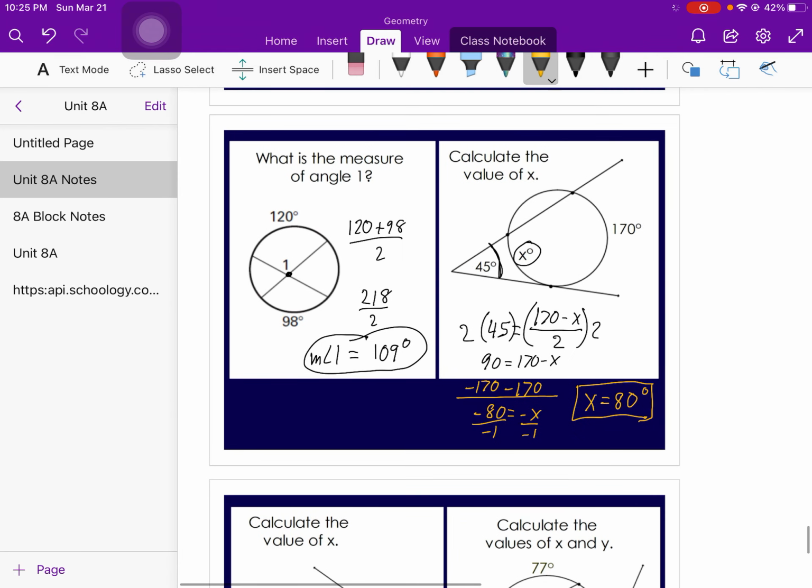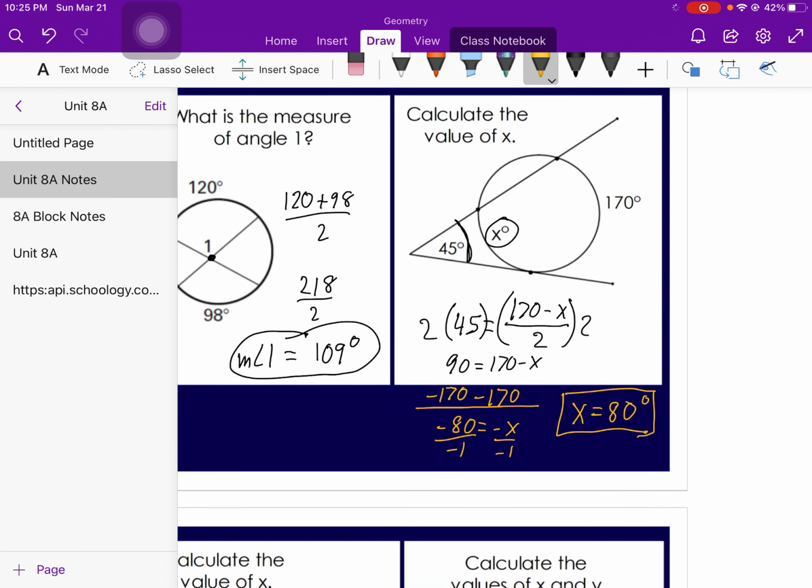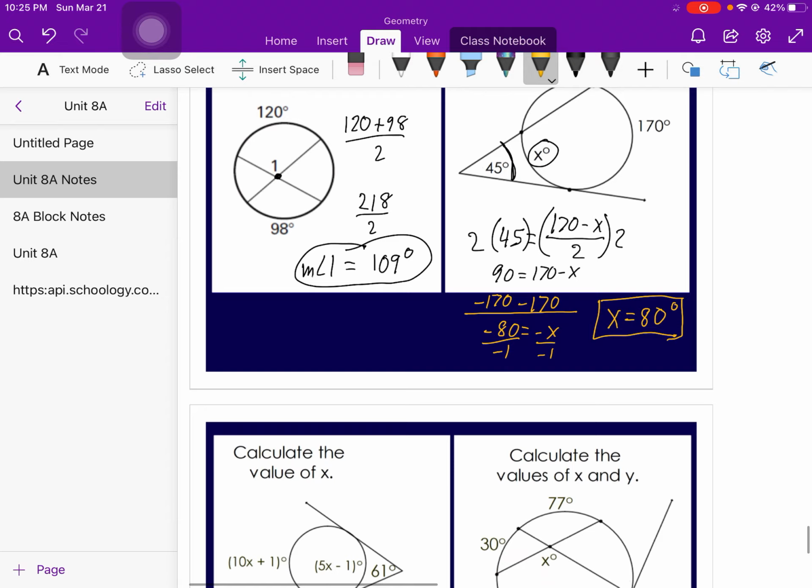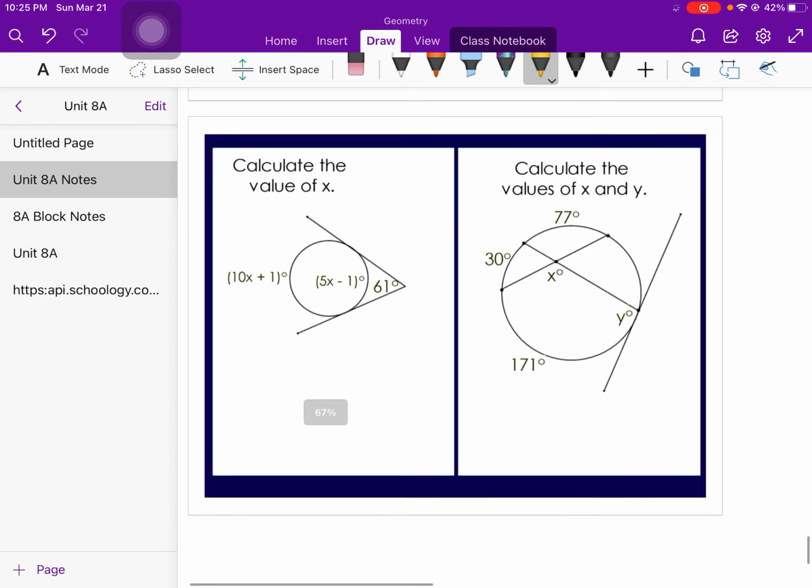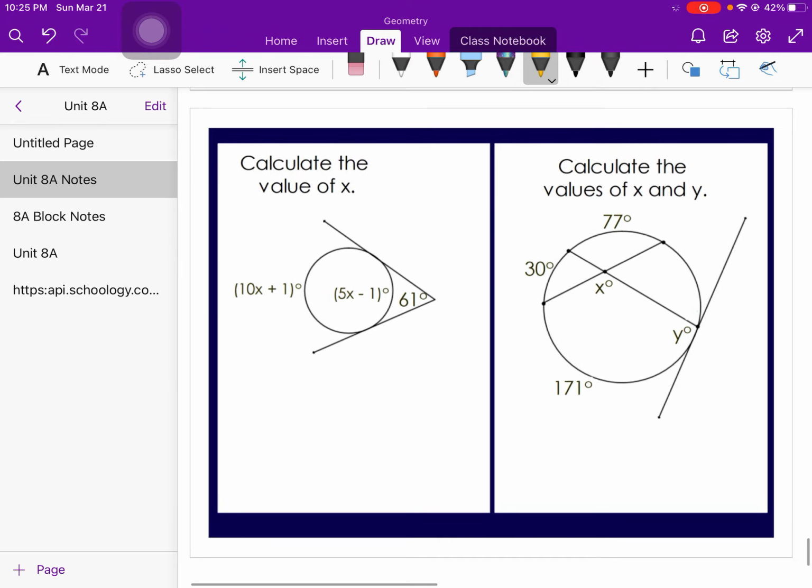Okay. So that one we definitely want to take a look at the picture before you just jump into the equation. Because we knew what the angle was, we had to find the arc that helped us relate to that angle. And then the last part here, calculate the value of x. So this time, notice we're missing the arcs, but we know that x is going to relate both of them, and we also know the angle.